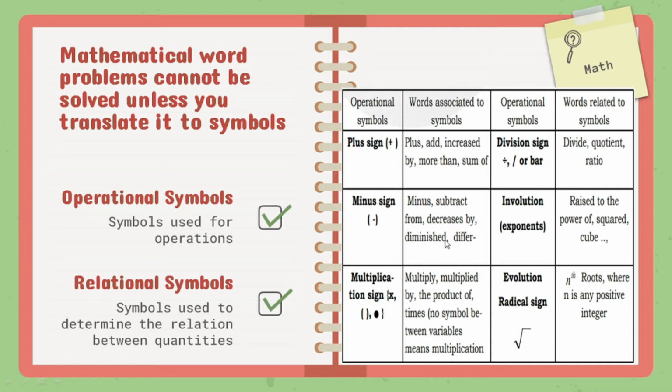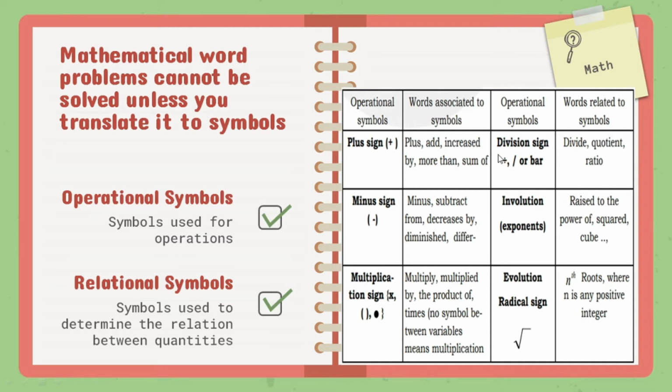Now, kung meron naman tayong minus sign, so we're gonna have the words minus, subtract from, decrease by, diminish, and difference. Okay? Multiplication naman, we have these parentheses, yung parang x and then yung dot. So those are for multiplication. We use the words multiply, multiplied by, the product of, or kaya yung times. At meron din naman tayong no symbol between variables means multiplication. Yung gaya na sinasabi ko dati na if there's no operation in between, ibig sabihin nun ay multiplication, lalo na pagka magkakatabi yung letters, yung variables natin, yung numbers and letters, so encounter natin lahat yun mamaya.